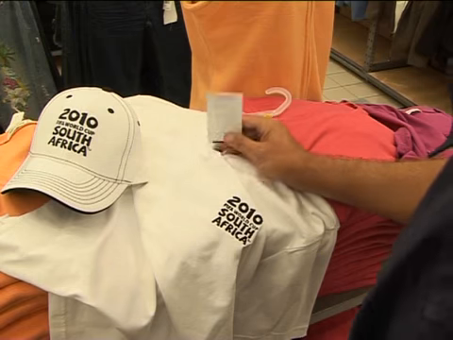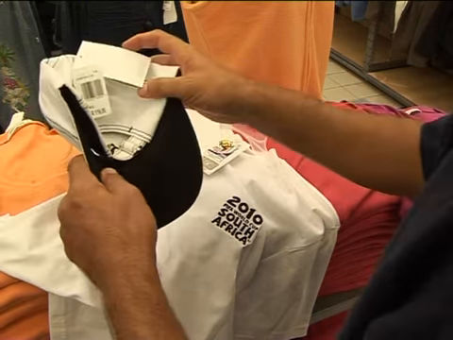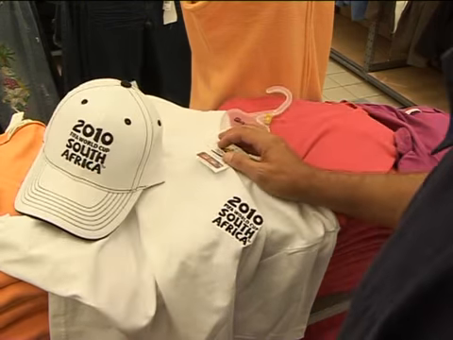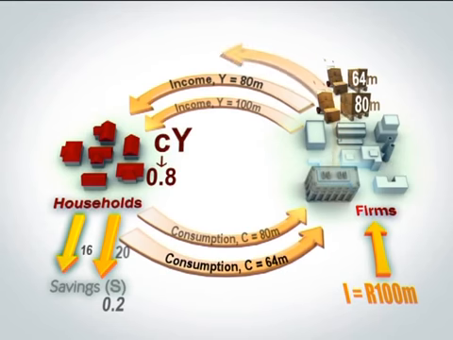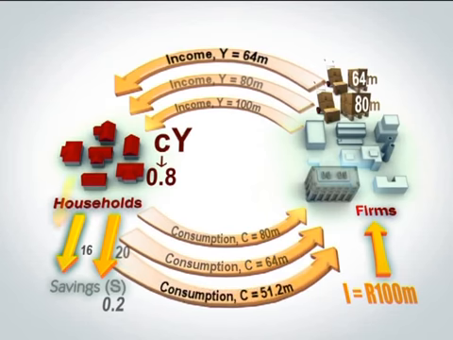They increase production to keep up with demand, and in doing so generate income of 64 million rand for their owners and employees. Once again, these households rush out and spend most of it, 80% in fact, so consumption spending rises again by 51.2 million rand. The other 12.8 million rand went into savings.